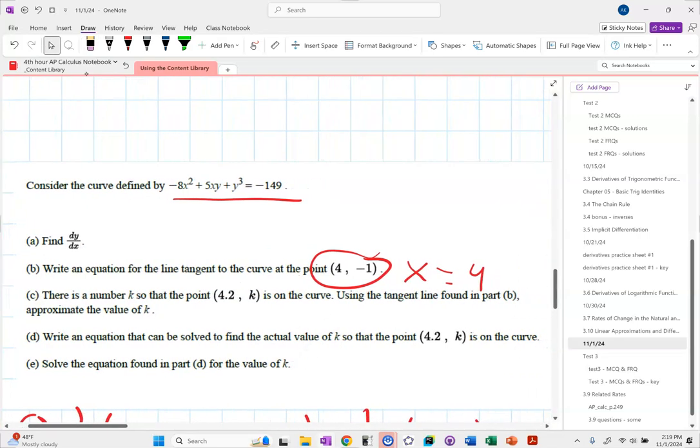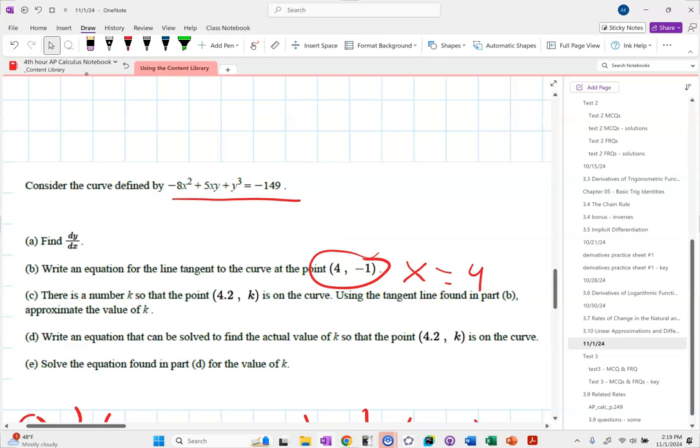All right. Part C says, is there a number k so that the point (4, k) is on the curve? And then using the tangent line found in part B, approximate the value of k. What are we going to do for this?